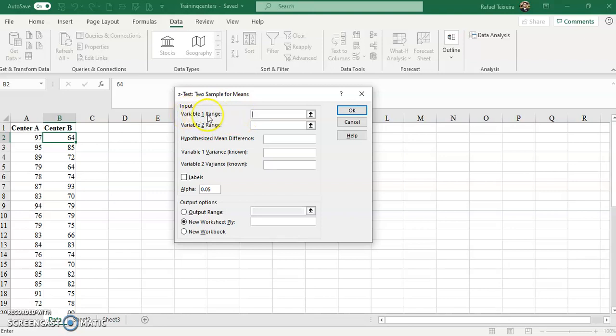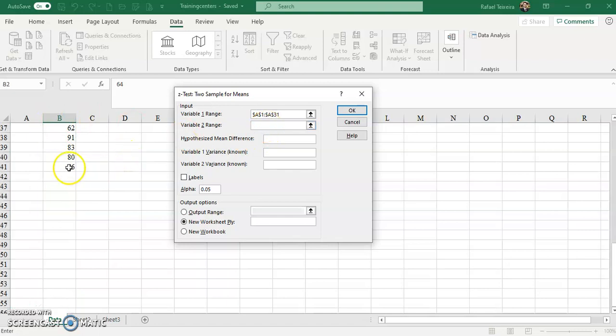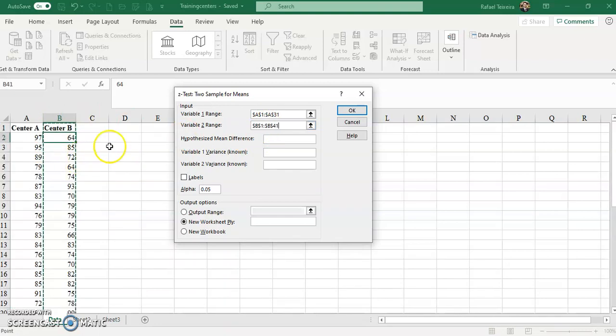The first one is, what's the variable one range? The variable one range, we always start from left to right. So this is the variable one range. Variable two range, we select this, okay?